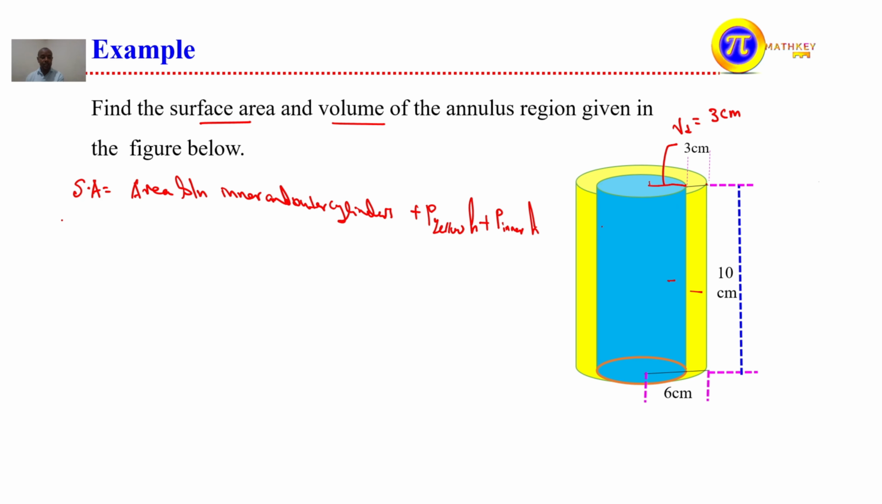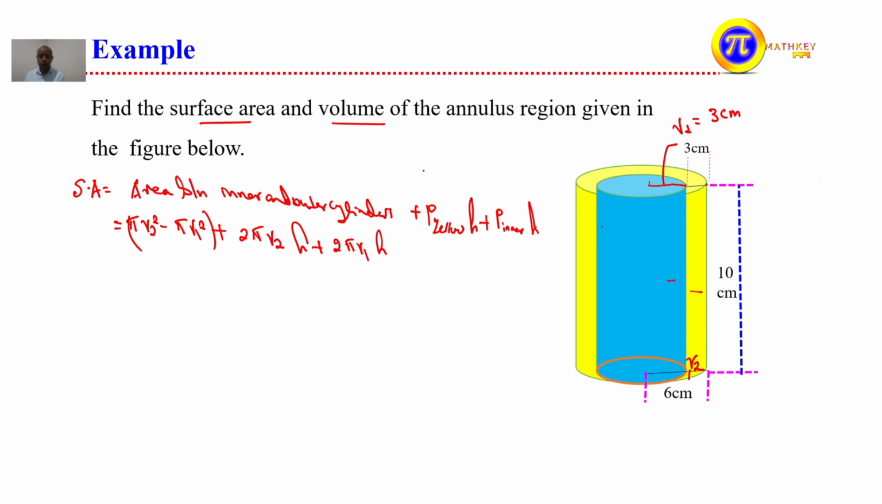What is the area in between? Let's take the larger one as R2. So the area between is equal to pi R2 square minus pi R1 square, the inner one, plus the circumference of the outer one, 2 pi R2 times H, the same H, plus 2 pi R1 times the same H. Since the outer as well as the inner one, that is the total surface area that we consider.